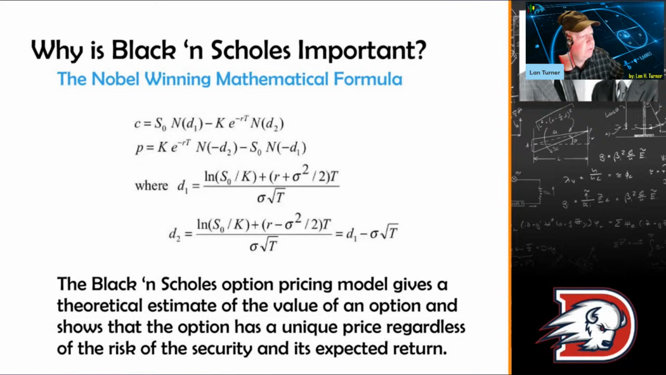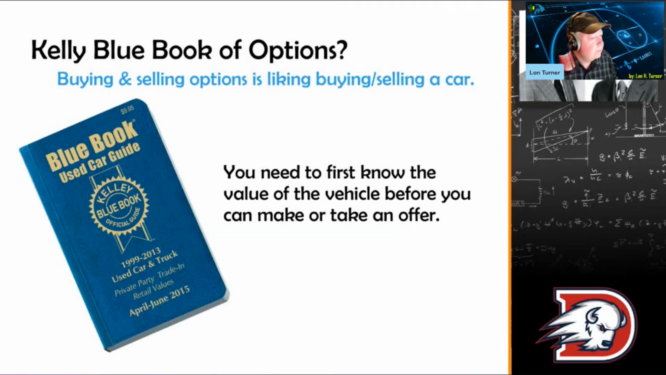The Black and Scholes options pricing model gives a theoretical estimate of the value of an option and shows that the option has a unique price, regardless of the risk of the security and its expected return. That's a real important sentence. What does that formula do for you? The pricing model gives you a theoretical estimate of the value of an option and shows that the option has a unique price, regardless of the risk of the security and its expected return. You know how important that is? You know how important that is to know when you're trading options? All right, let's go to the next slide and give you kind of an example.